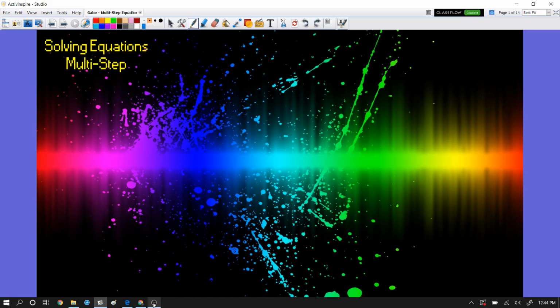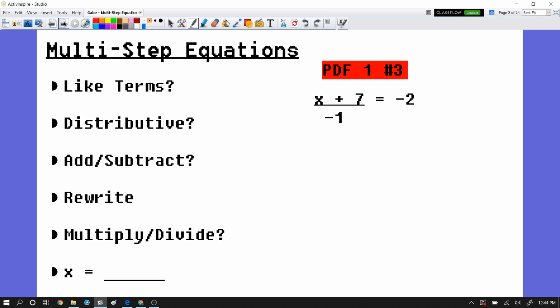Okay, so last time we went over one and two step equations. There's going to be three problems that I want to review before we get into the different types of things that come up in multi-step equations, which is anything that has more than two operations or more than two things to do. This is number 3 from the first PDF that was sent over.